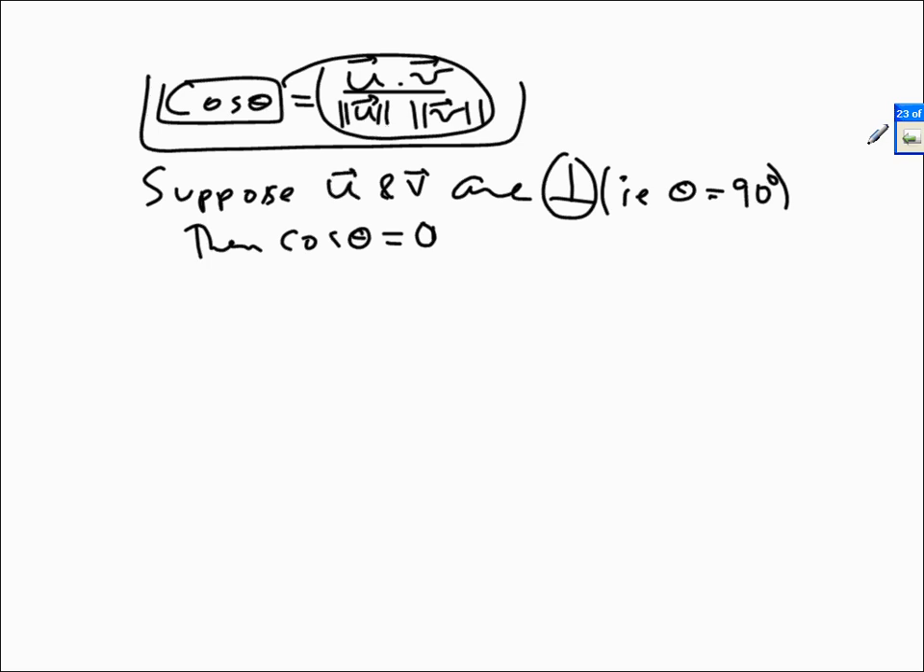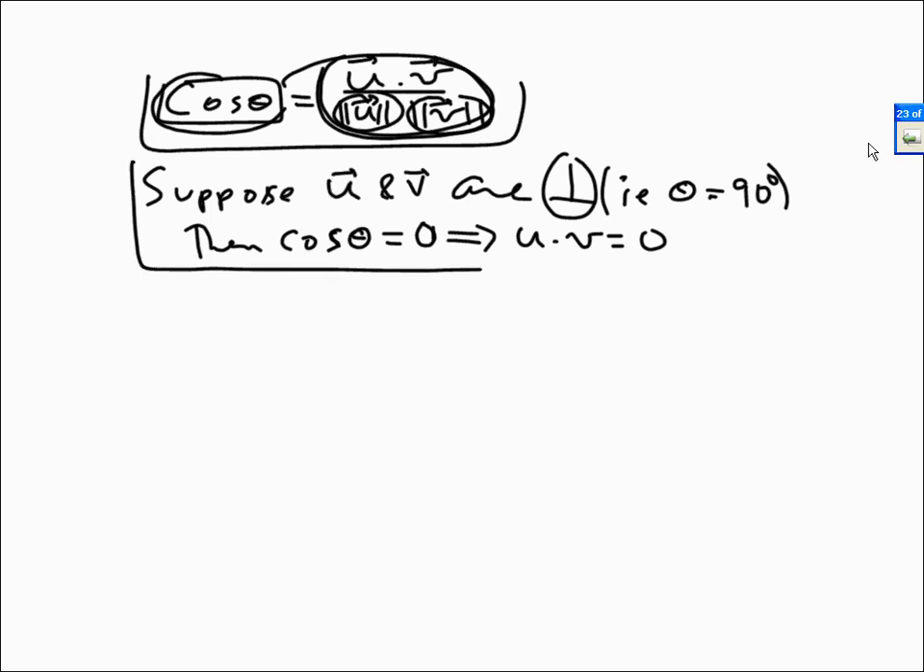Well, if the left side is 0, a fraction equals 0 if the top is 0 and the bottom is not. Well, the bottom is not 0, because if the length of u is not 0 and the length of v is not 0, certainly their product will not be 0. So that means that the numerator is 0. Okay. So we have this. Suppose u and v are perpendicular. That guarantees us that u dot v is 0. If u and v are perpendicular, that implies u dot v equals 0.